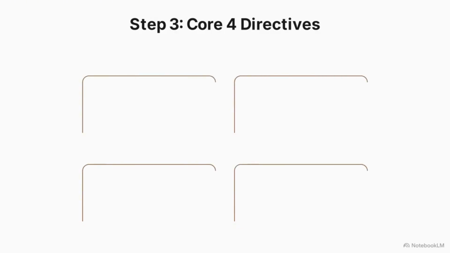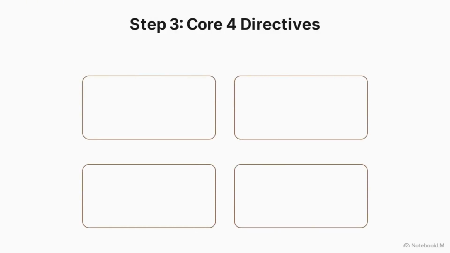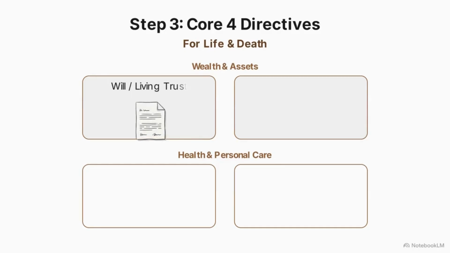Step 3 is gathering your core 4 directives, represented here by these 4 empty slots. These are the foundational legal documents required to manage your responsibilities during both life and death. As slots 1 and 2 fill, we see the first 2 directives: the will or living trust for asset distribution, and the financial power of attorney.